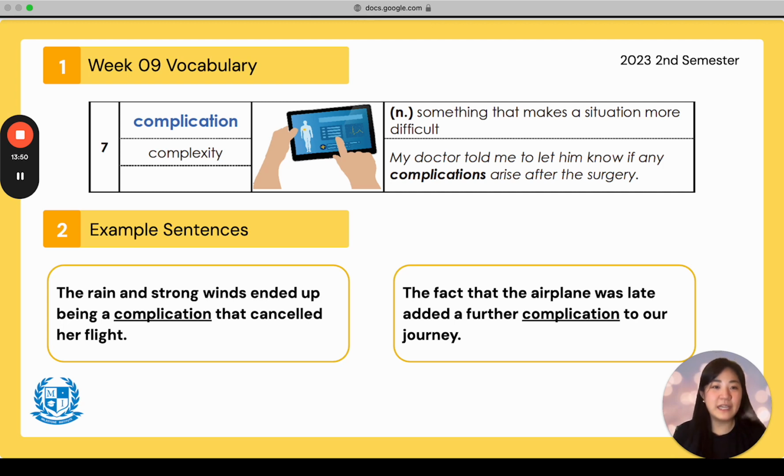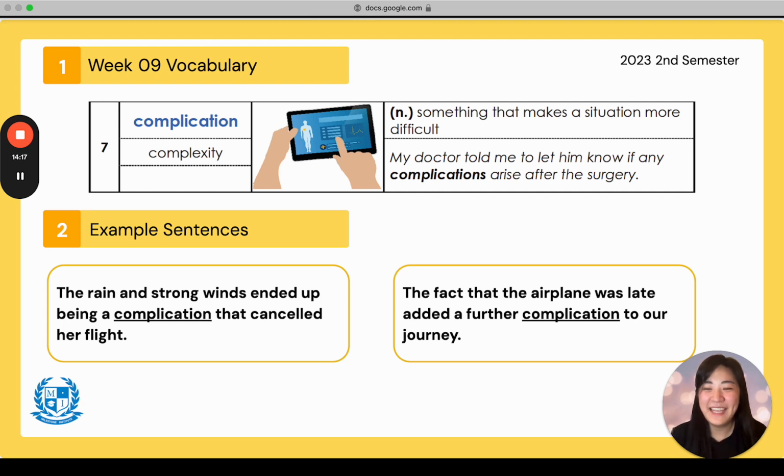Example sentence says, my doctor told me to let him know if any complications arise after the surgery. So this could be if you have a surgery and you maybe have like a really big headache, or you're starting to like feel dizzy. These are different types of complications that may happen. So the doctor said to come quickly if that happens. So repeat after me. My doctor told me to let him know if any complications arise after the surgery.